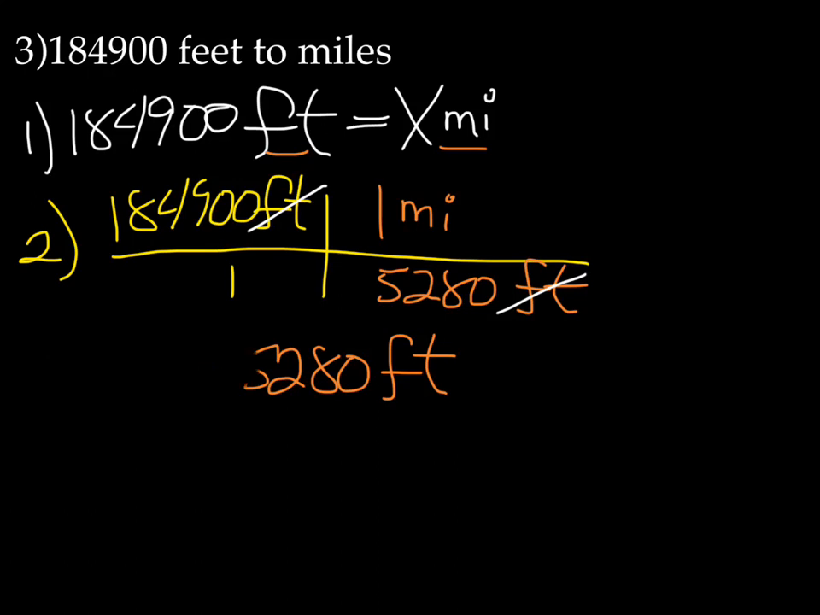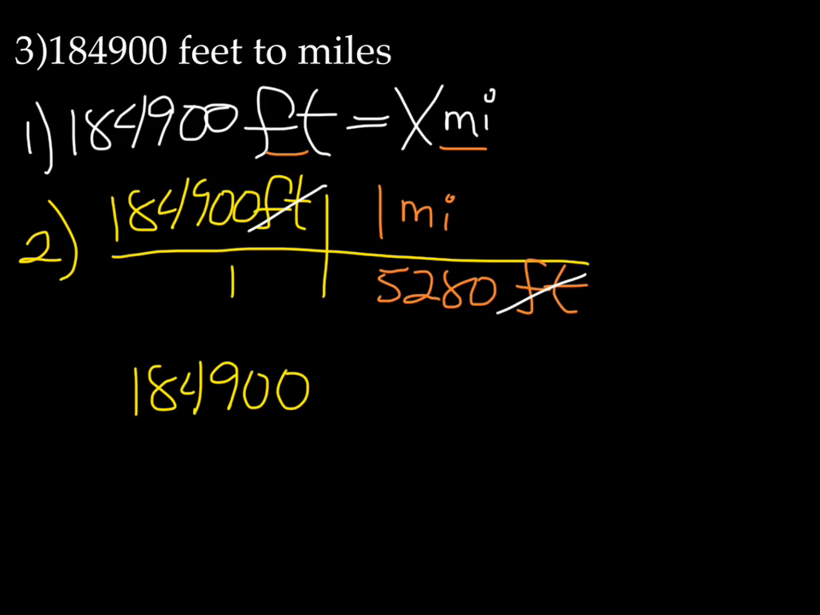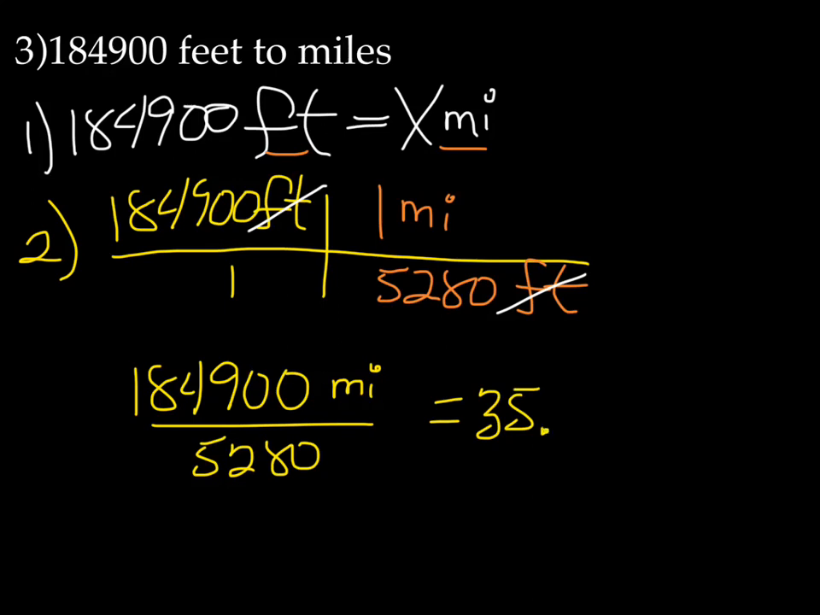Get rid of this. All right, next I'm going to multiply across the top and across the bottom, so I end up with 184900 miles divided by 5280. Okay. When I divide, I get a number with lots of digits: 35.01893939 miles.